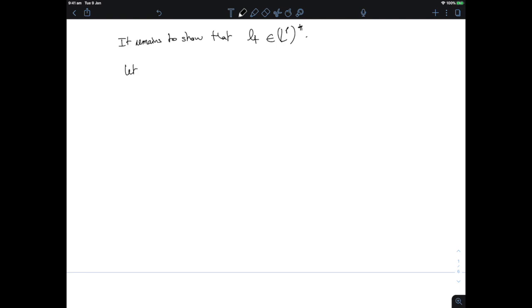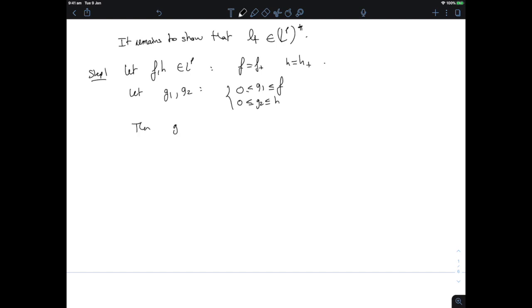So let's give ourselves two elements, f and h, and then maybe in a step 1, I'm going to assume that they are positive. Okay, now I want to compute L plus of f plus h. So let's take elements, let's call them G1 and G2, such that G1 is between 0 and f, and G2 is between 0 and h. Okay, then what can I say? Then G1 plus G2 is going to be non-negative and below f plus h.